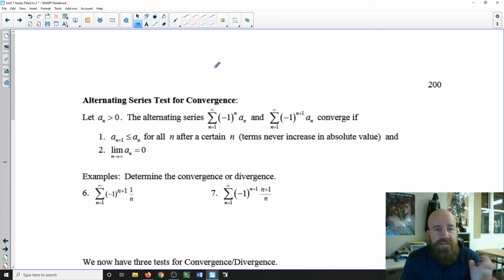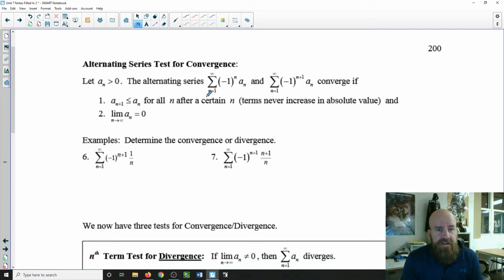So we have this thing called the alternating series test. So this is going to be our third test for convergence. So we have the nth term test, which we learned a couple weeks ago. We have the geometric series test, and now we're going to have the alternating series test. So we're going to have three tests for convergence here. We're going to learn a lot more as we move forward.